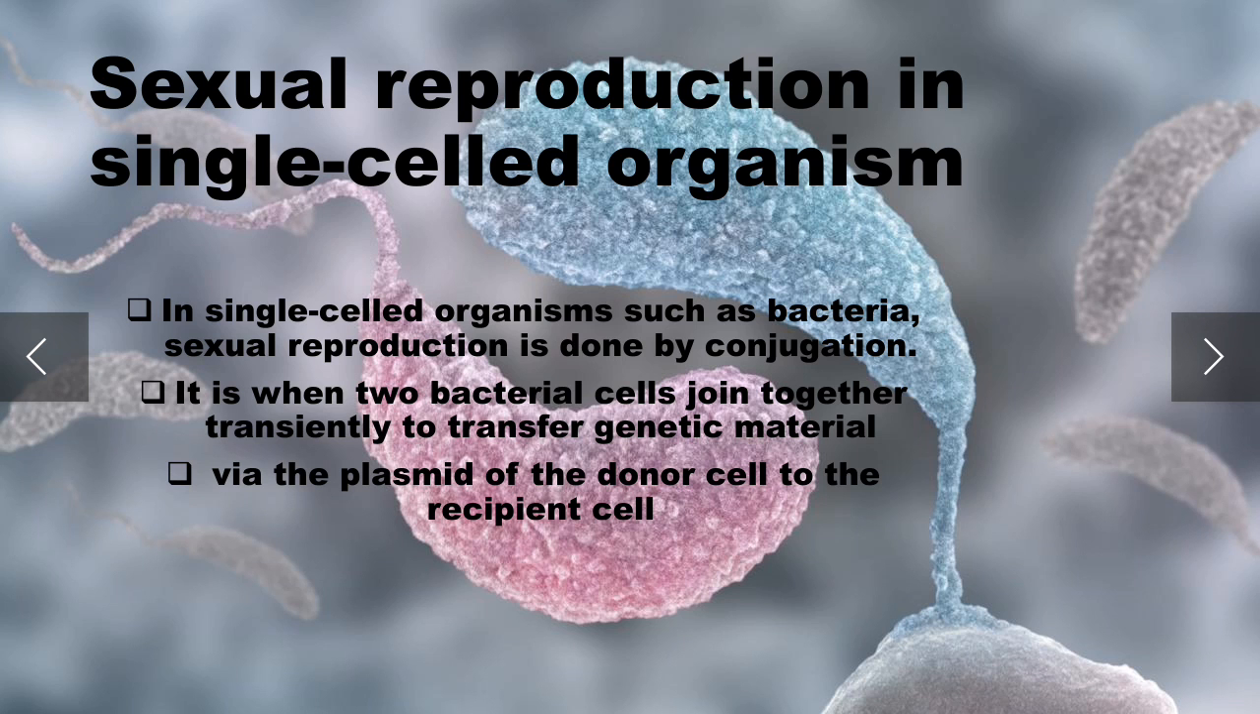Sexual reproduction in single cell organisms. There are some organisms which are single cell and have the ability to reproduce sexually, for example bacteria, by the conjugation process.